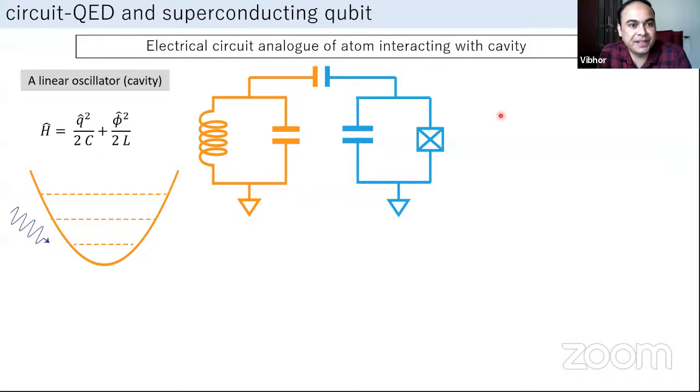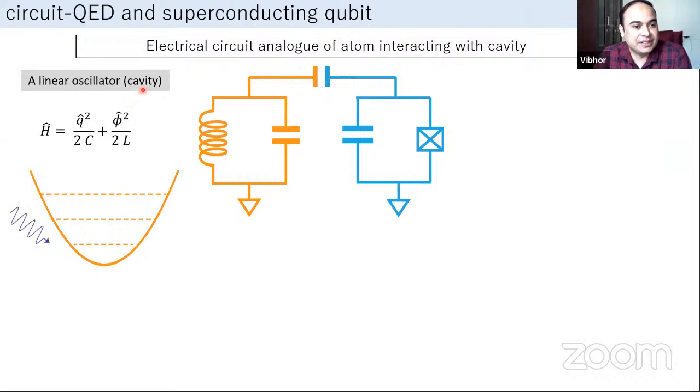Okay, so let me begin first showing a one-slide introduction to circuit QED. So circuit QED is a field analogous to cavity QED, which describes the interaction of atoms with the electromagnetic modes. Here, the role of the optical cavity is played by these electrical LC circuits. So one can write down the Hamiltonian for these electrical circuits and see that because of the symmetry in charge and flux, you get these equispaced energy levels.